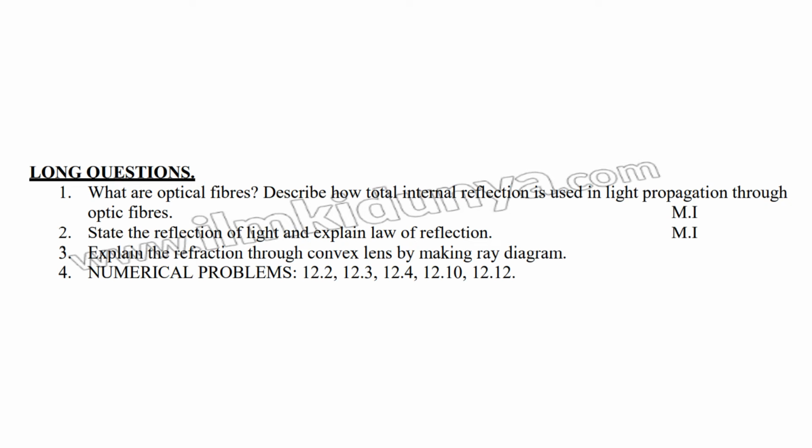Now we will further move on to unit number 12. So the first most important long question of unit number 12 is: What are optical fibers? Describe how total internal reflection is used in light propagation through optical fibers. Number 2, state the laws of reflection of light and explain the law of reflection. Number 3, explain refraction through a convex lens by making a ray diagram. Number 4 is about numerical problems, in which the most important numericals are 12.2, 12.3, 12.4, 12.10, 12.13. So these are all the important long questions in unit 12.